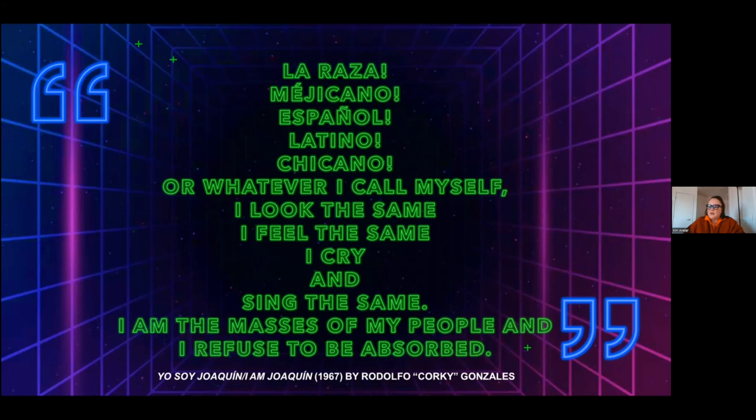In addition, we see Gonzalez mapping himself and mapping Chicano identity within the ethnic Mexican experience in the US. Gonzalez pulls on varied identity labels, including La Raza, Mexicano, Español, Latino, Chicano, and then follows these multiple, perhaps overlapping yet distinct identities with the line, "or whatever I call myself." These strategies of naming the self distinguish differences in names, and in doing so do two things. One, he releases any permanent ties to these labels, as he states, "or whatever I call myself." And two, he reinscribes himself within and across the labels as he continues, "I look the same, I feel the same, I cry and sing the same." This disorients and reorients the reader to the fluid, porous, and evolving nature of names, labels, and identities.